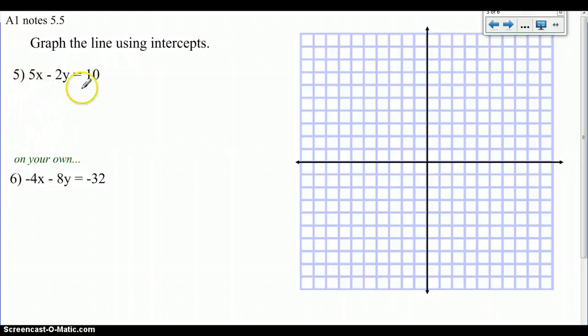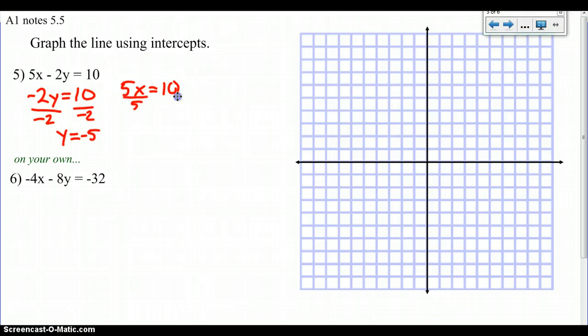So let's look first at number 5. If x is 0, we would have the equation negative 2y equals 10. We can divide by negative 2, so y would equal negative 5. In the same way, if we plug in 0 for y, we'd have 5x equals 10. Divide both sides by 5, and you get x equals 2. That gives us our two intercepts, (2, 0) and (0, negative 5).